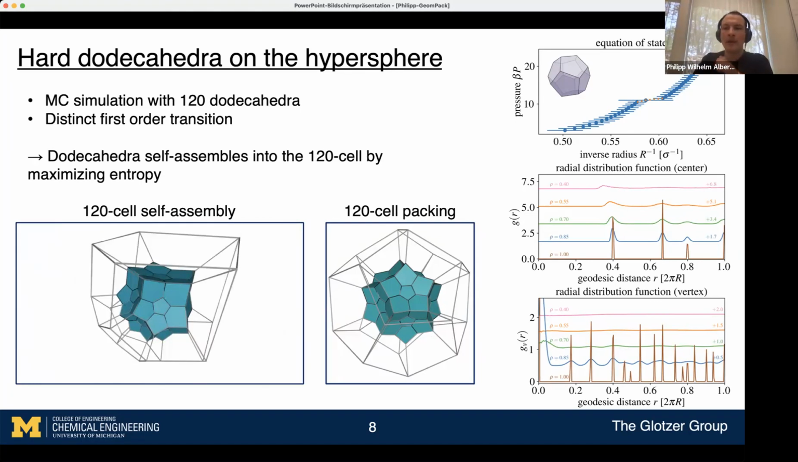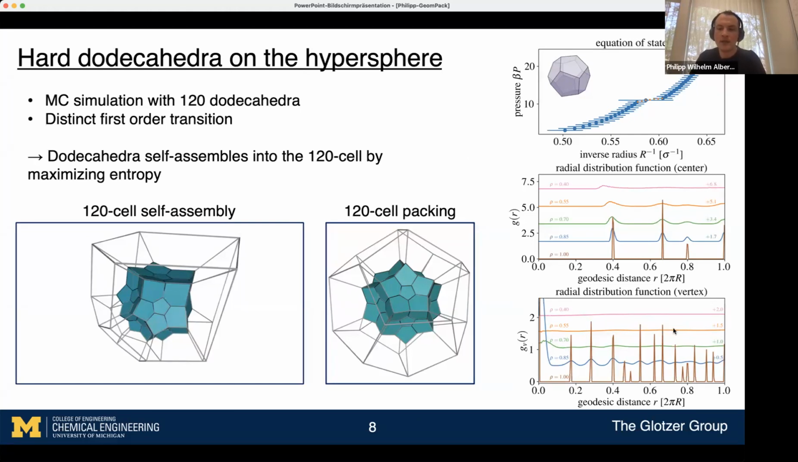And also, when you look at the equations of state, you can see that the particles at some point will phase separate in terms of a first order phase transition into an ordered structure. And when you look at the radial distribution functions shown on the right, the top one is the radial distribution function in terms of the center of the particles. You can see that they show these delta peaks, which can be traced back to the 120 cell crystal, which is the perfect tessellation.